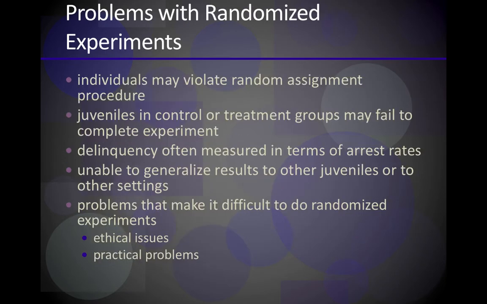There are problems with randomized experiments, though. Sometimes individuals violate random assignment. Participants may fail to complete the program. We often measure delinquency in terms of arrest rates, but not everybody gets arrested for every crime they commit. It can also be difficult to take those results and assume they apply to other juveniles or other settings. But more importantly, it's really hard to do a random experiment with humans. There are ethical issues and practical problems.